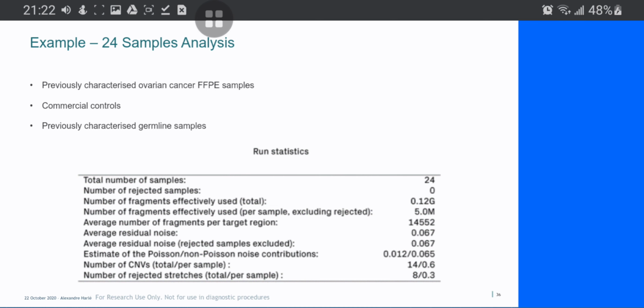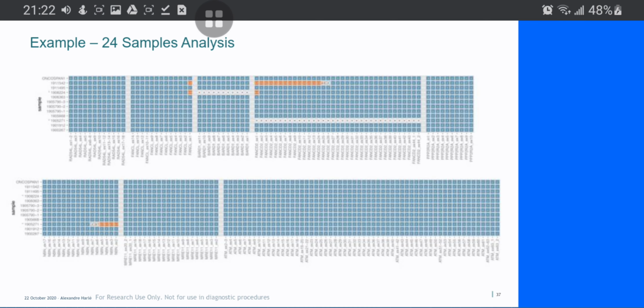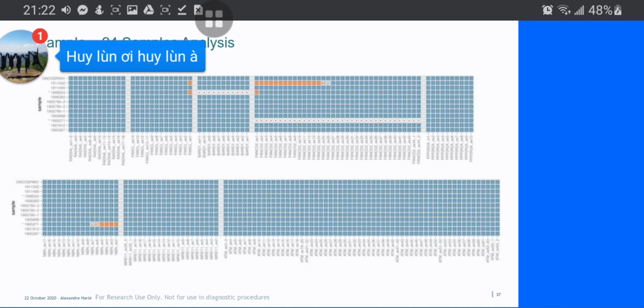So at the end, you have this kind of figure, which has a lot of information. On the left, you have the identification of the sample, and then you have here all the panel and the coverage, which means all the targets we are interested in.